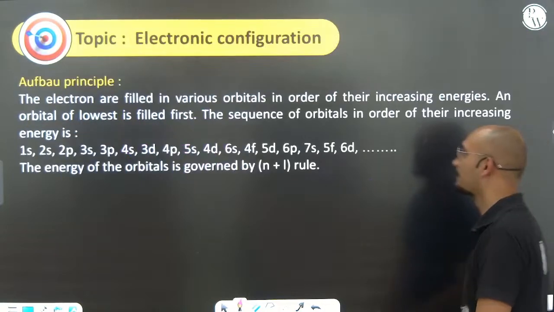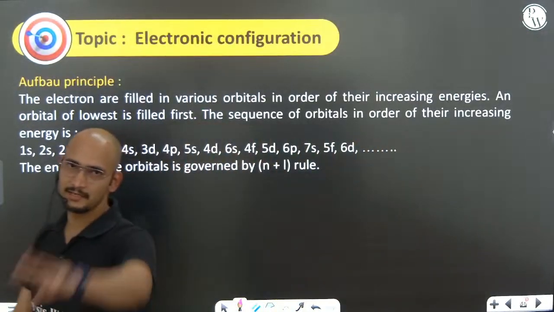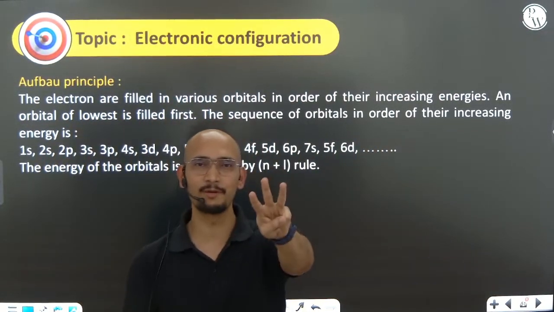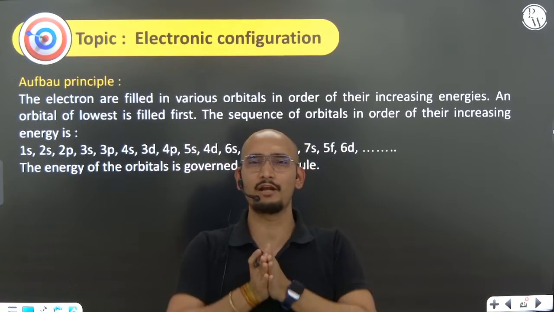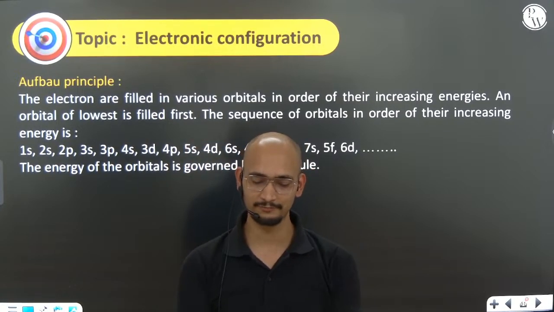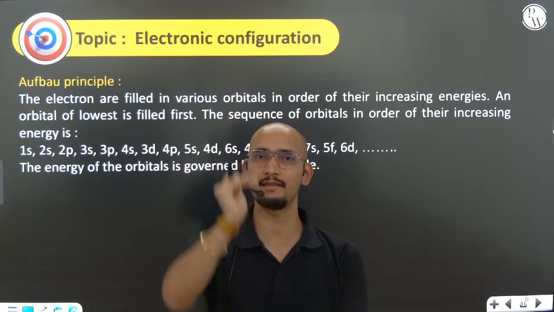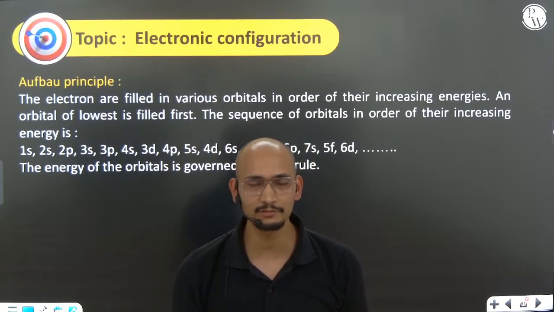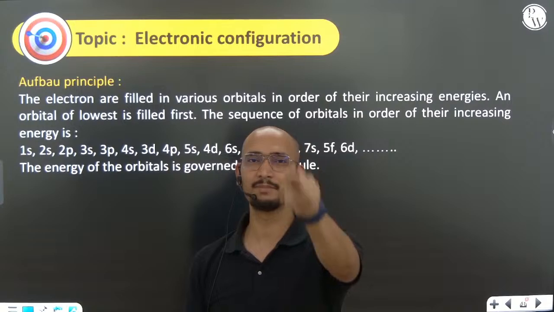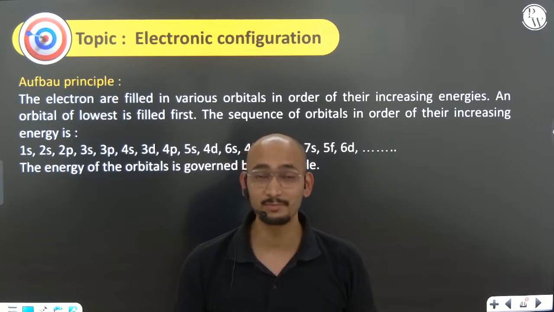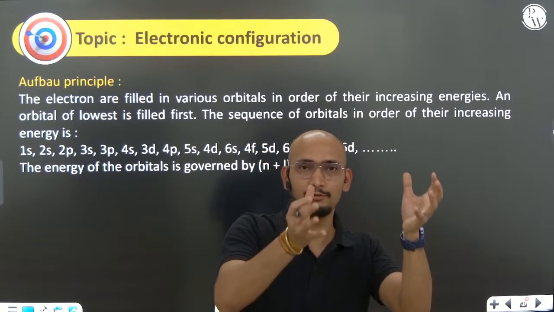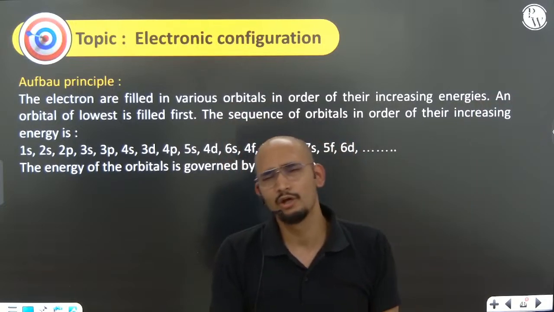Next one, electronic configuration. There are three principles that you have to keep in mind. Aufbau principle says that if you are going to fill the electrons, you should always fill the electron in the lower energy first and then the higher energy. But how will you understand which is higher and which is lower? On the basis of the n plus l rule, which is also known as Aufbau's principle. What is the n plus l rule? If the value is higher, then higher energy. If the value is lower, lower energy.